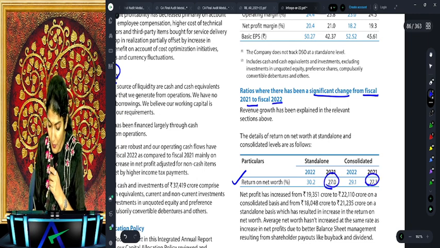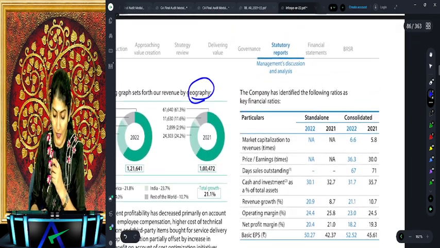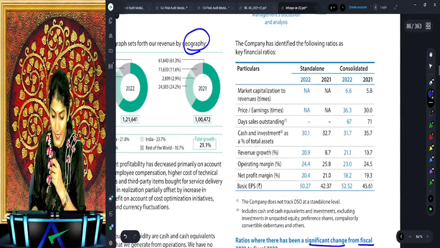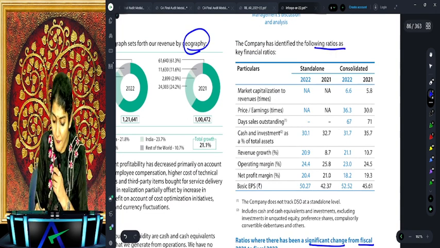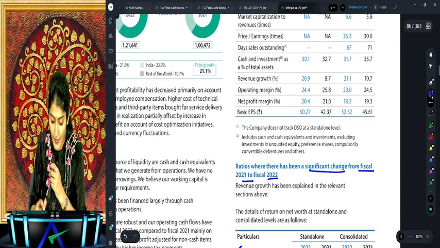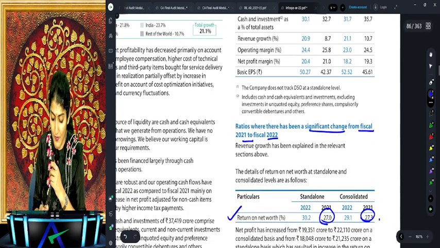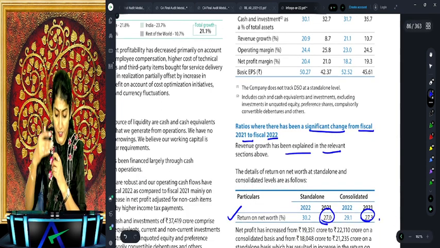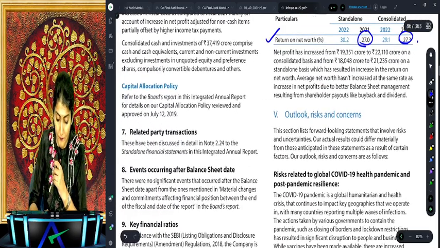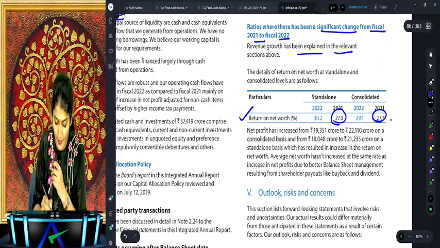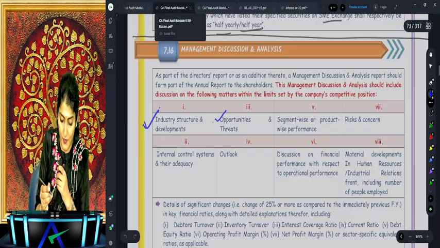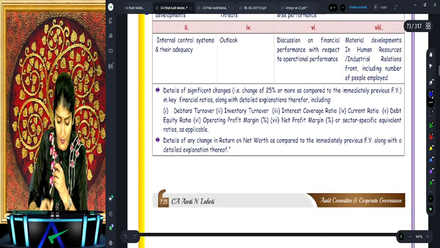Return on net worth, how much change in return on net worth has happened as compared to the previous year? Are you understanding that? Then which are the key financial ratios? And again, any financial ratio where there is a change of more than 25%. So here what does it say? Revenue, there has been a change due to the matters explained above, right? Then any change in the return on net worth, because if I look over here in the points over here, what does it say?